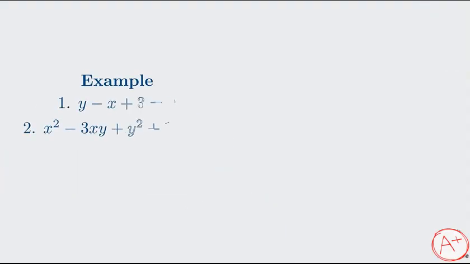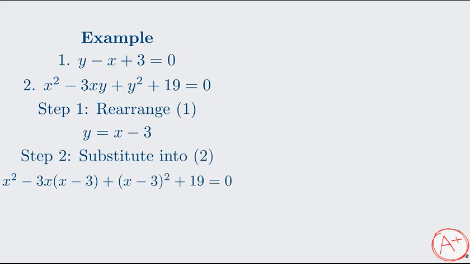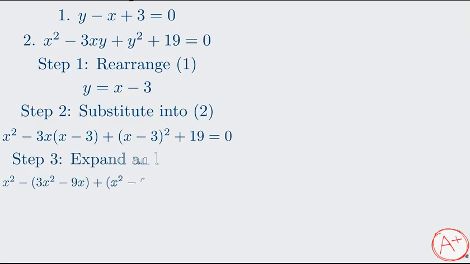Let us solve these simultaneous equations. Equation 1, y minus x plus 3 equals 0, and equation 2, x squared minus 3xy plus y squared plus 19 equals 0. We rearrange equation 1 to express y in terms of x. y equals x minus 3. Now, we replace every y in the second equation with the quantity x minus 3. Expanding the terms carefully, we get x squared minus the quantity 3x squared minus 9x plus the expansion of the bracket x squared minus 6x plus 9 plus 19 equals 0.